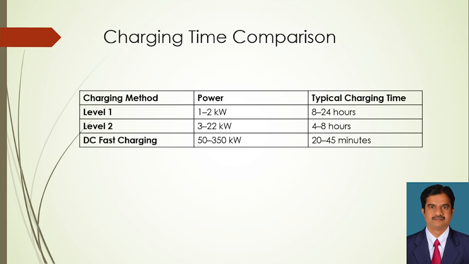Comparing the charging time with the power rating for the three different levels of charging method: level 1, level 2 and DC fast charging. Level 1 is less than 3 kilowatt, taking about 8 to 24 hours. Level 2 is more than 3 to 22 kilowatt, it takes about 4 to 8 hours. DC fast charging is more than 50 kilowatt, it takes less than 1 hour, around 20 to 45 minutes.